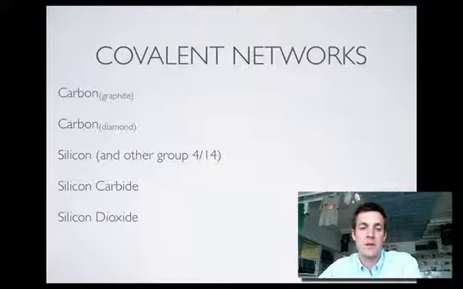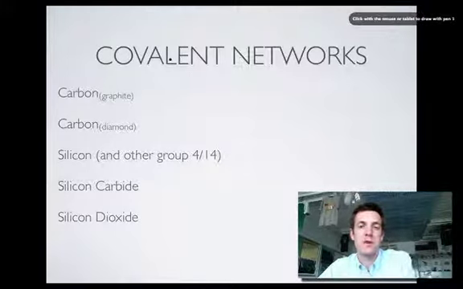So we've got two very important forms of carbon, graphite and diamond. We've got silicon, which is also in group 4, just like carbon, but there's also other group 4 or group 14, I suppose we should call them nowadays. Group 14 elements might also be expected to form covalent networks. Silicon carbide, which is just a compound of those two that we've talked about already, and one other example, silicon dioxide. So if you can remember those, that'd be good, because they might ask you recall questions about them.